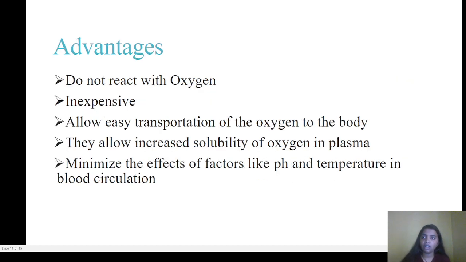Let me look over the advantages. PFCs do not react with the oxygen. It is inexpensive. Allow easy transportation of the oxygen to the body. They allow increased solubility of oxygen in plasma. Minimize the effects of factors like pH and temperature in the blood circulation.